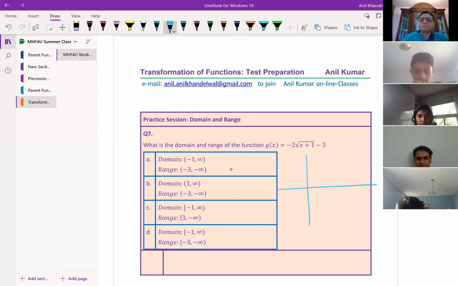Okay, sir. First, I would see what transformations have been applied to the original parent function. There's been a reflection over the x-axis, a vertical stretch with the factor of 2, and the graph has been horizontally translated 1 unit to the left and 3 units down. Correct? Yeah. So tell me what is the answer? Your domain would be x is an element of real numbers such that x is greater than or equal to -1. And your range would be y is an element of real numbers such that y is less than or equal to -3. Correct.